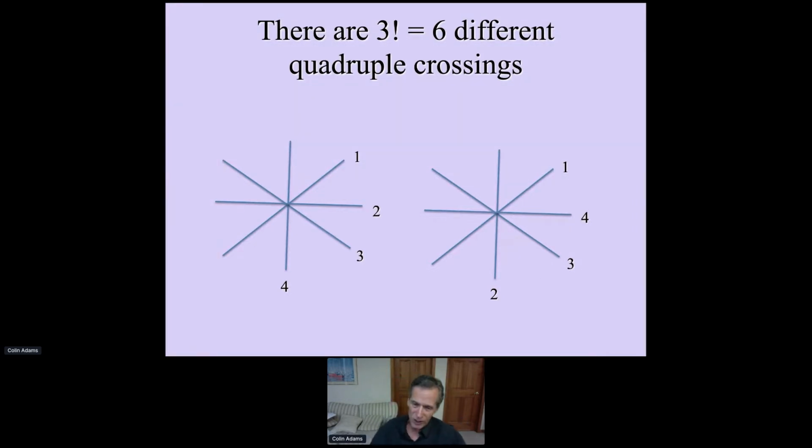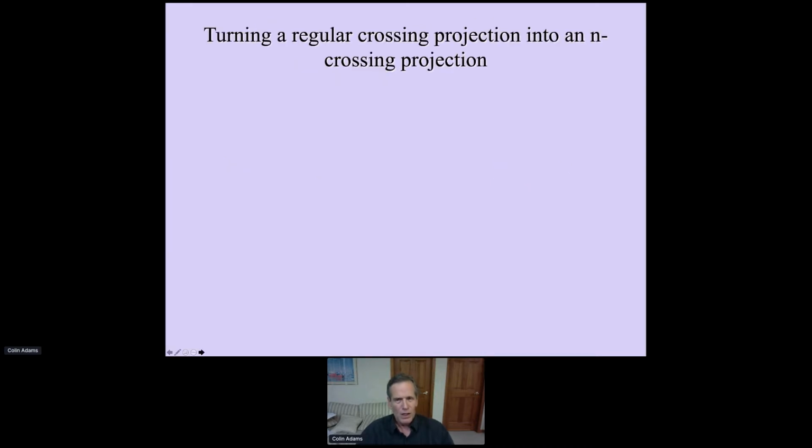For instance, if you look at hyperbolic volume, the volume contribution from different types of quadruple crossings actually varies depending on which quadruple crossing it is. Let's ask the more general question. Is it true that every knot has an n crossing projection for all n greater than or equal to 2?